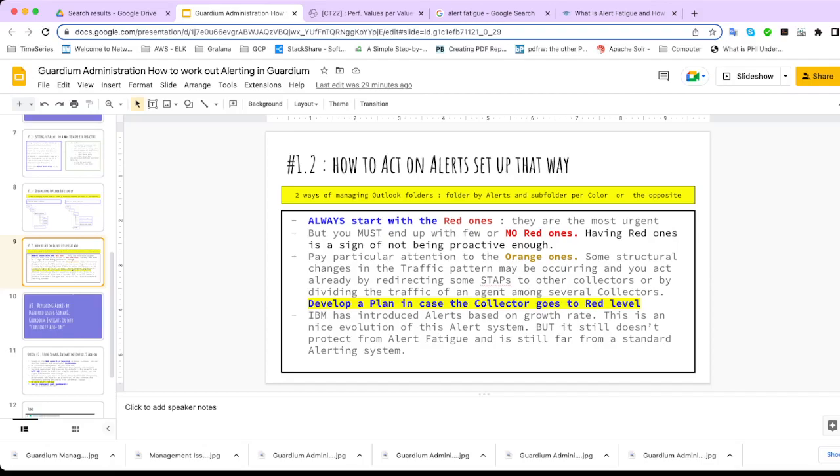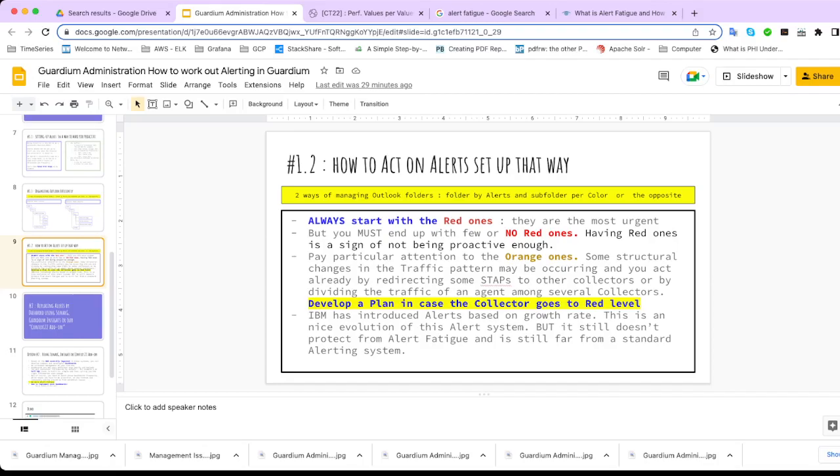Last thing: Guardium introduced alerts based on growth rate. This is a nice evolution of the Guardium alerting system, but it still doesn't protect from alert fatigue, and it's still quite far from a standard alerting system. So, of course, use that, right? But it's not going to fix the alert fatigue issue. It's not going to fix the lack of contextual information.